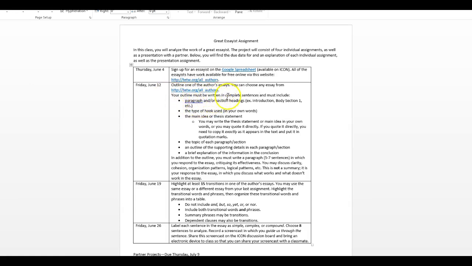And your outline must be written in complete sentences, and it must include paragraph and/or section headings, the type of hook used, the main idea or thesis statement, the topic of each paragraph or section, an outline of the supporting details in each paragraph or section, and a brief explanation of the information in the conclusion. And here I'm going to put the topic and main idea of each paragraph or section.